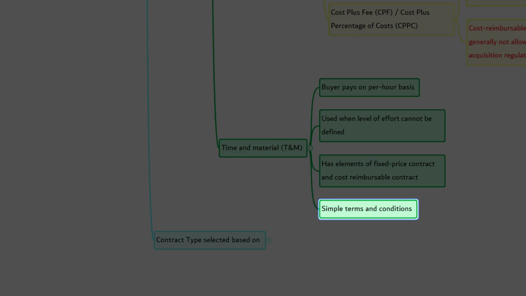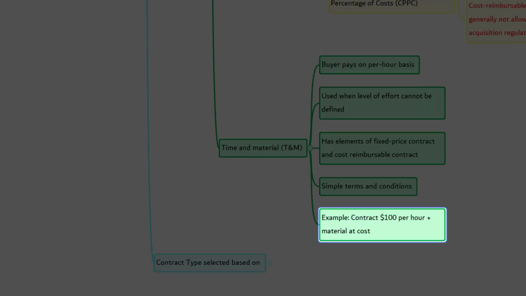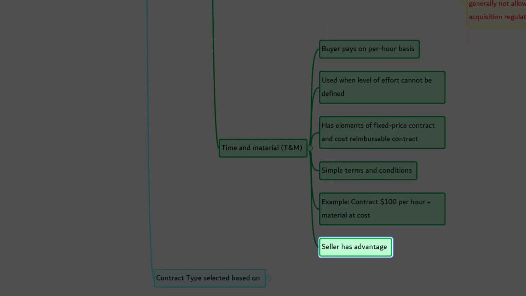Normally, the terms and conditions are simple. For example, contract is for $100 per hour plus expenses of material at actual cost, or contract is for $100 per hour plus material at $5 per kg of wood. If you agree to pay based on the number of hours per person, do you think he will try to complete the work faster? Absolutely not. Because the more he shows as he's working, he gets paid for each hour. The focus will not be on efficiency or completing the task on time. So the buyer will be at a disadvantage.